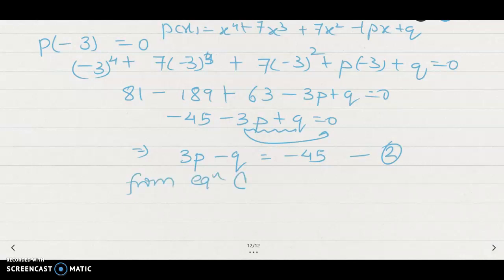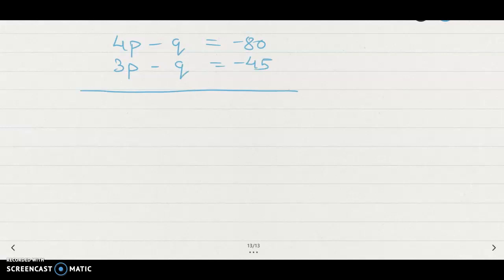From equation number 1 and equation number 2 we write these two equations. The first equation is 4p minus q is equal to minus 80, and 3p minus q is equal to minus 45. We need to eliminate one variable. q and q have the same sign, so we subtract. So 4p minus 3p is p, minus q minus minus q cancels out, and minus 80 plus 45 will give you minus 35. So we get the value of p as minus 35.